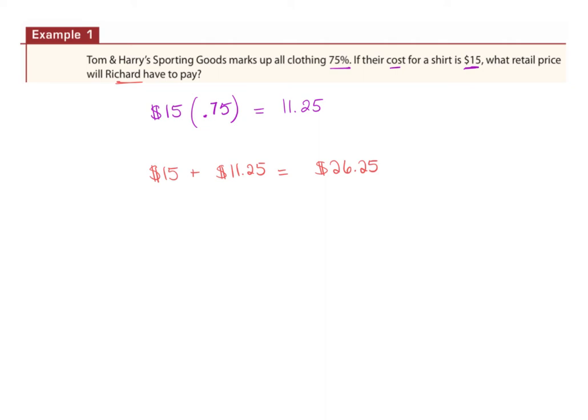So I have found, I know several things here. I know the cost. I know the markup rate. I know the markup, which is the markup amount, right? And I know the retail price. All from the information that they gave me, all right? All from the information that they gave me.